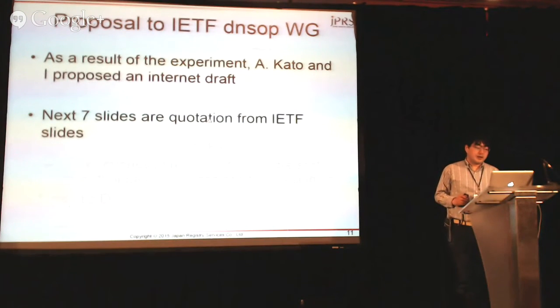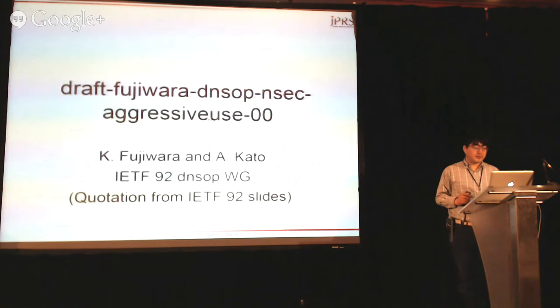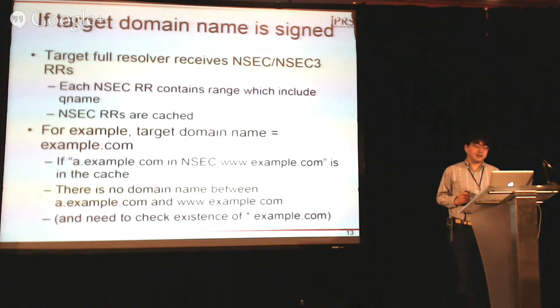Then, as a result of the experiment, Akira Kato and I proposed an Internet Draft. And the next 7 slides are quotations from IETF slides. Draft: Aggressive use of NSEC, 00. If the target domain name is signed, the target full resolver receives NSEC resource records. Each NSEC record contains a range which includes the query name, and NSEC records are signed. NSEC records are cached.